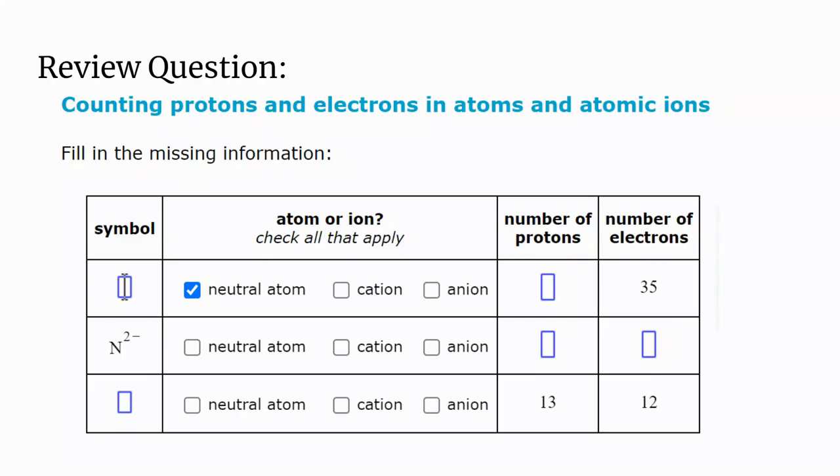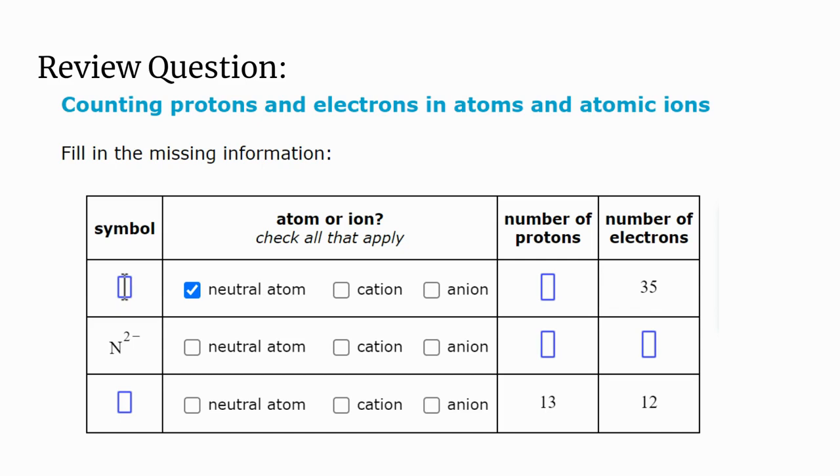Which element will this be? Bromine, okay. And it's neutral. So that means we have 35 protons because it's neutral. These have to equal.